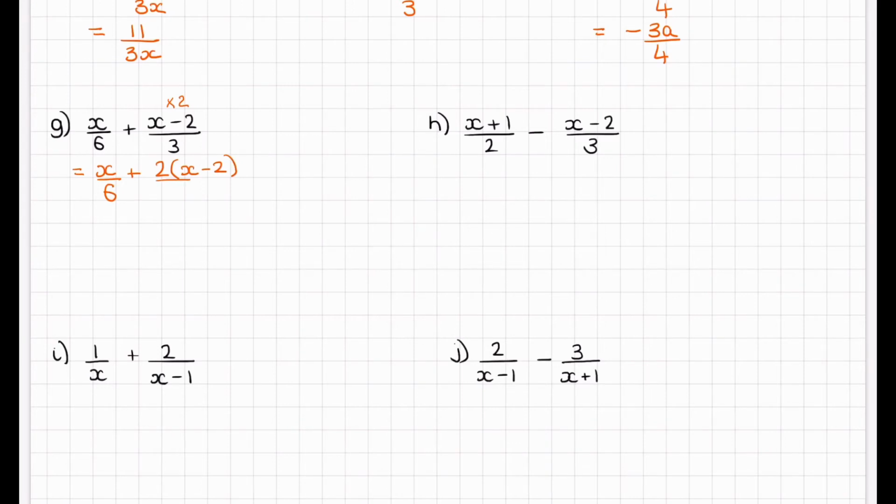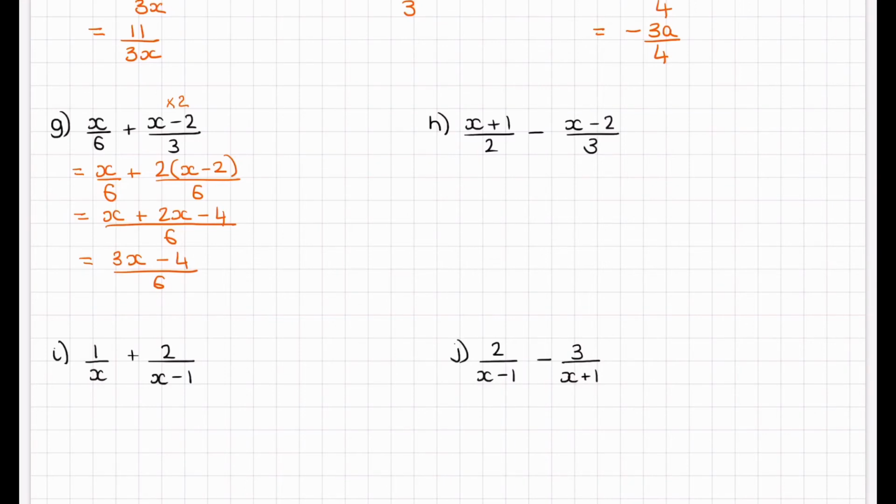So you've got to be careful here. Make sure you don't just times the x by the 2. Everything has to be multiplied by 2. So we'll have x plus 2x minus 4 all over 6. X plus 2x is 3x minus 4 divided by 6, and then we can't simplify it any further.